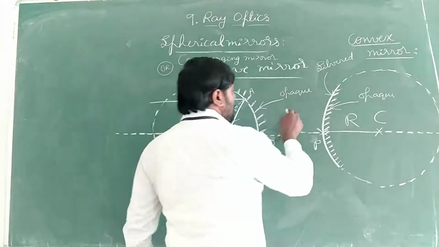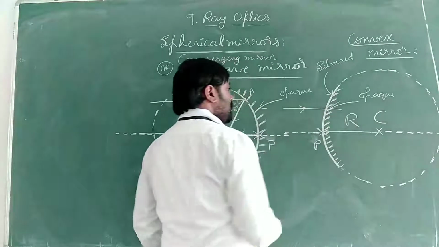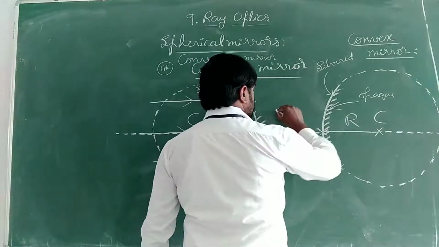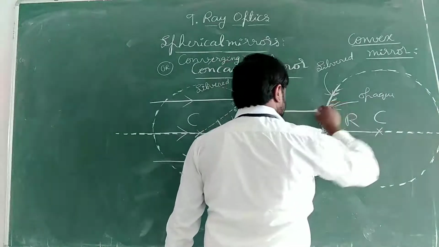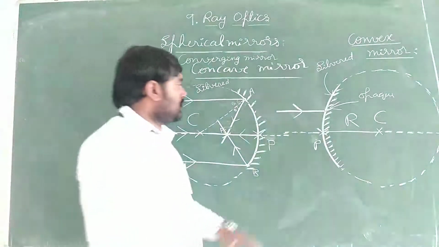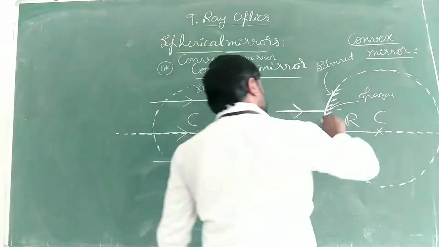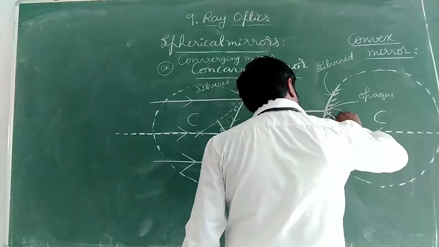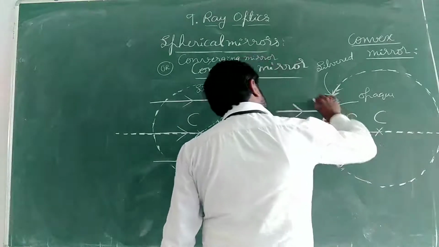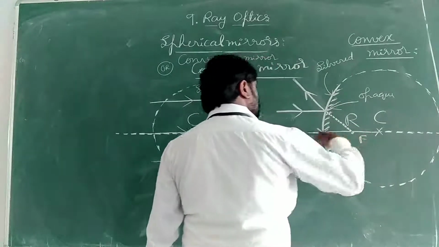Suppose a ray of light is incident on the silver surface of a convex mirror, and this ray is parallel to the principal axis. After reflection, it appears to diverge from the focus. This is called the virtual focus.